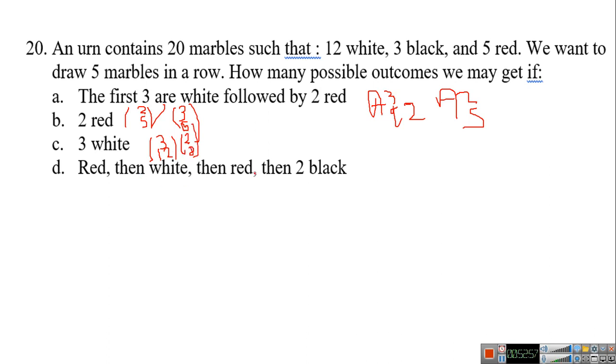Red, then white, then red, then 2 black. So order is important. How many red do I want? I want 2 red. So arrangement, 2 out of 5. White, I have only 1 white, 1 out of 12. And 2 black, arrangement, 1 out of 3.